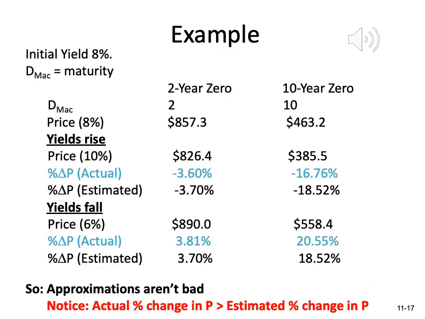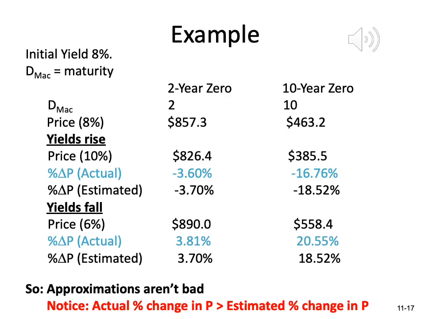Now in this table, I showed you the difference between the actual price change and estimated price change. So we look at the first panel first. When the yield increased from 8% to 10%, in our previous slides, we have calculated the estimated percentage change in the price for the 2-year zero is minus 3.7%. For the 10-year zero is minus 18.52%. But those are estimated numbers using the durations. What are the actual percentage changes in the price?